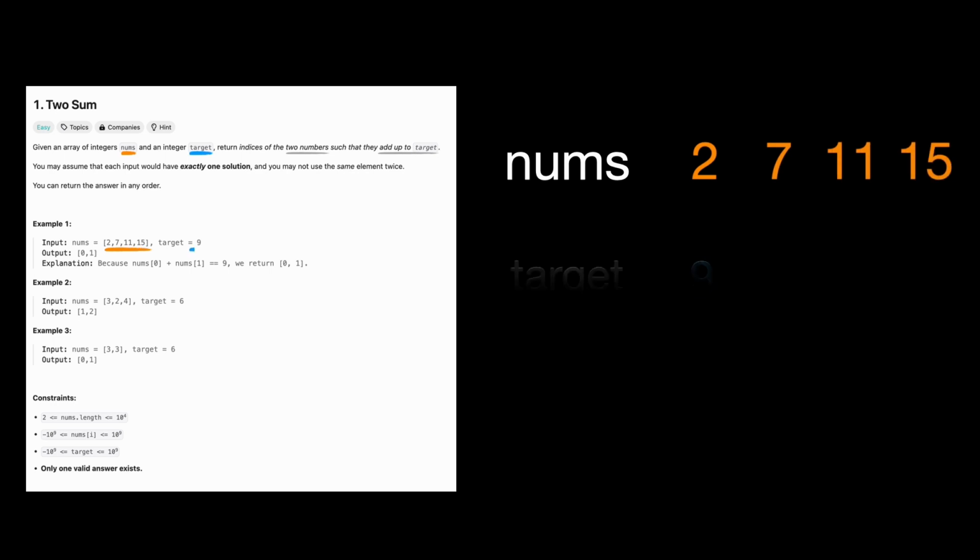In the Leetcode problem, Two Sum, we're given an array of integers nums and an integer called target. We want to return the indices of two numbers that, when summed together, add up to the target. For example, given a list of numbers 2, 7, 11, and 15, and a target of 9, can we see two numbers that add to 9?